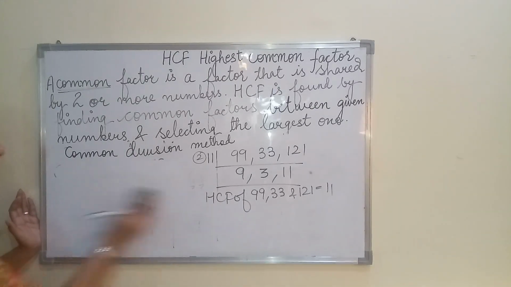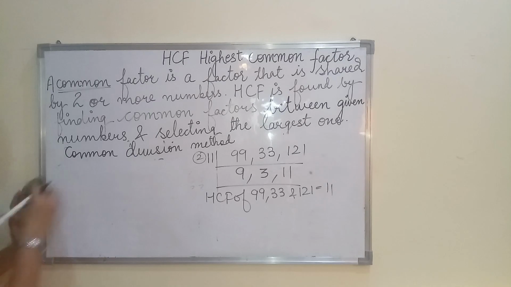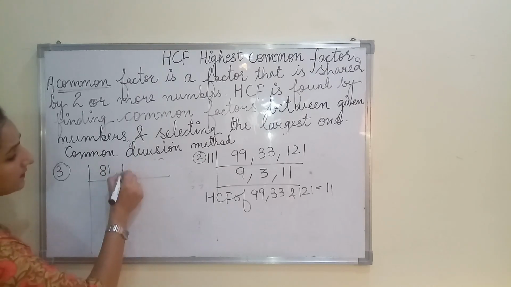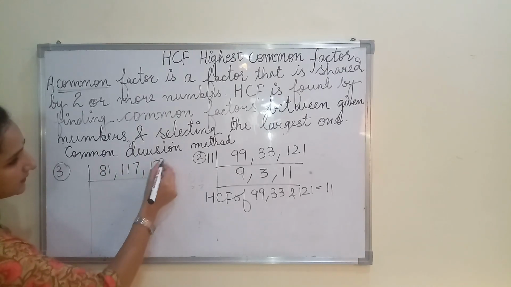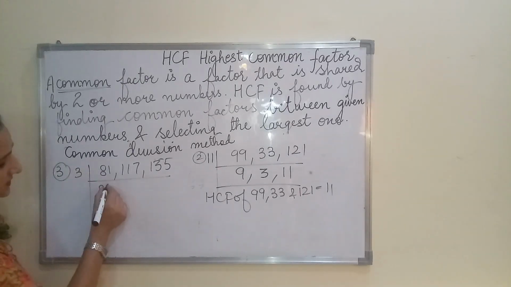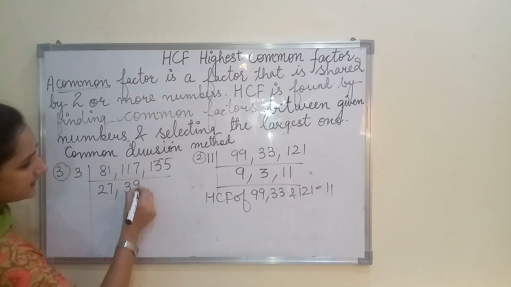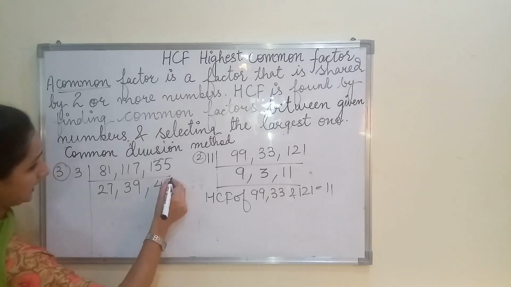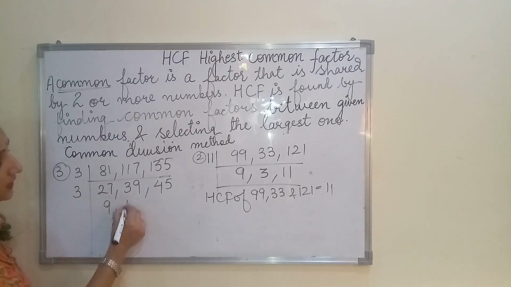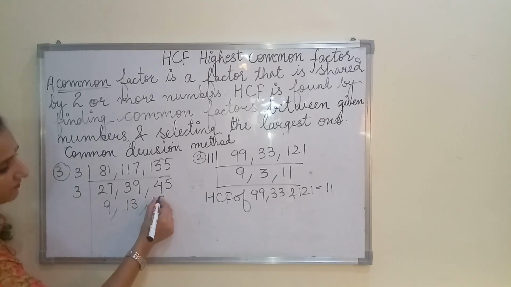Fine. Let's take one more example. मैं ये सारे कॉमन डिवीजन मेथड से सॉल्व कर रही हूँ. Let's take one more example. Another example is 81, 117 and 135. Start doing. Like 3 27s are 81, 3 39s are 117 and 3 45s are 135. Again मुझे लग रहा है ये सारे 3 के टेबल में जाते हैं. 3 9s are 27, 13s are 39 and 3 15s are 45.